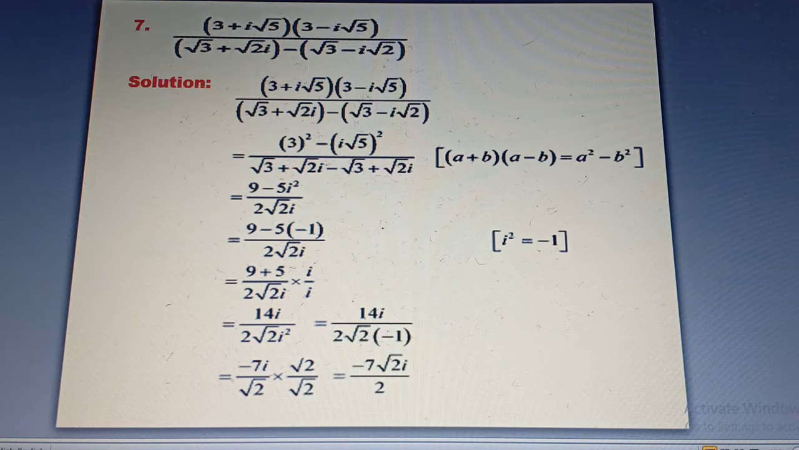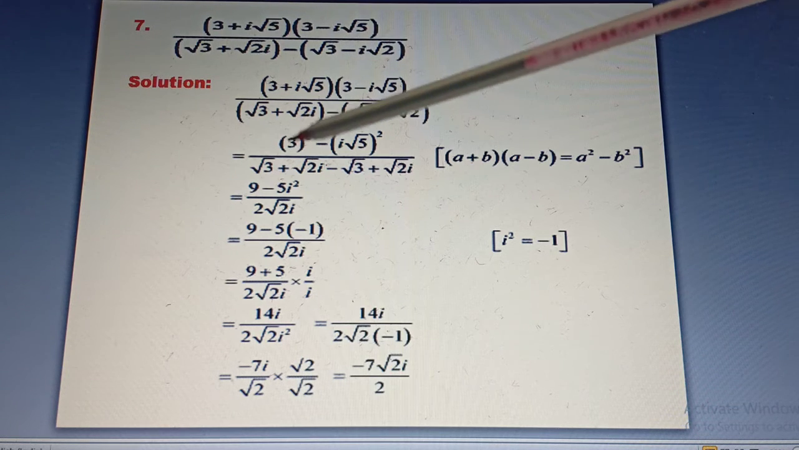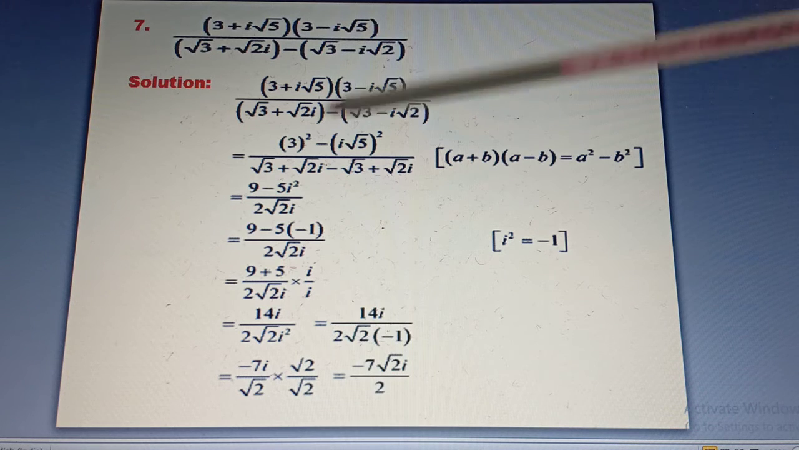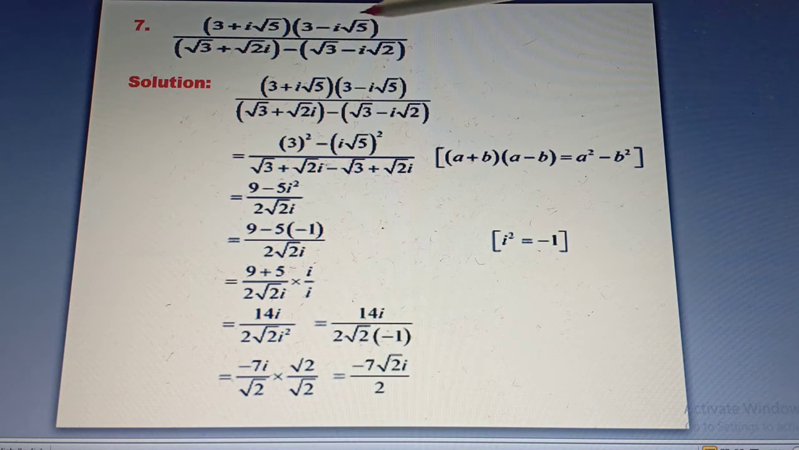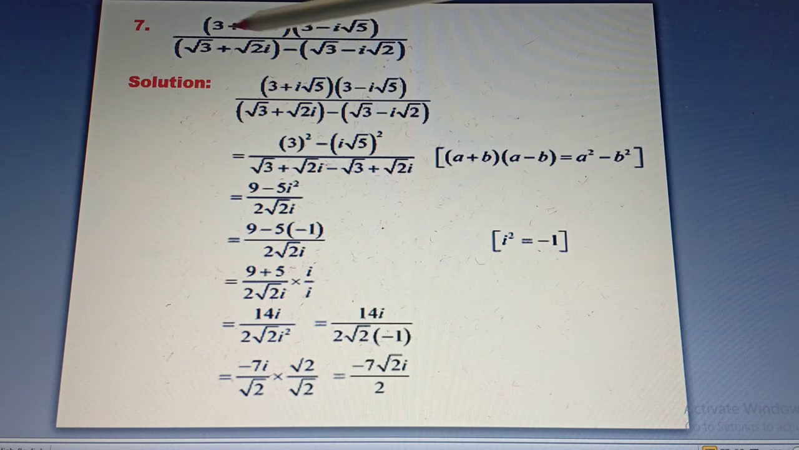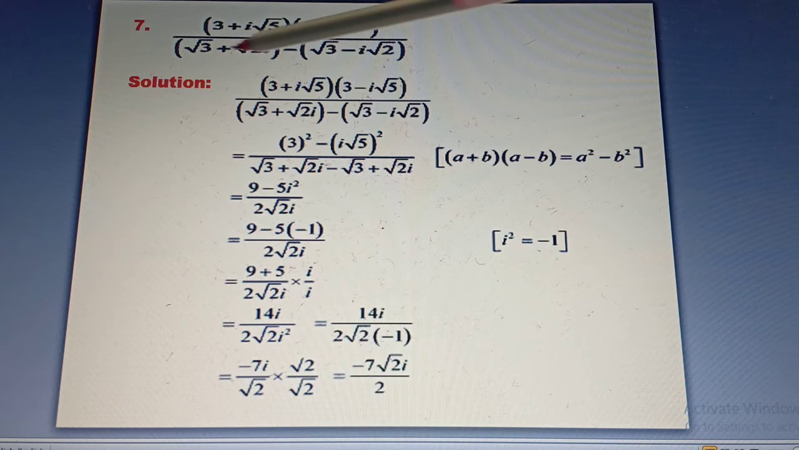Next question is to simplify this complex number. So students, first you have to multiply the brackets in the numerator, 3 into this. So 3 plus i root 5 into 3 minus i root 5. You can apply the formula a plus b into a minus b, which is a square minus b square. So a square is 3 square minus i root 5 whole square, using the formula a square minus b square.